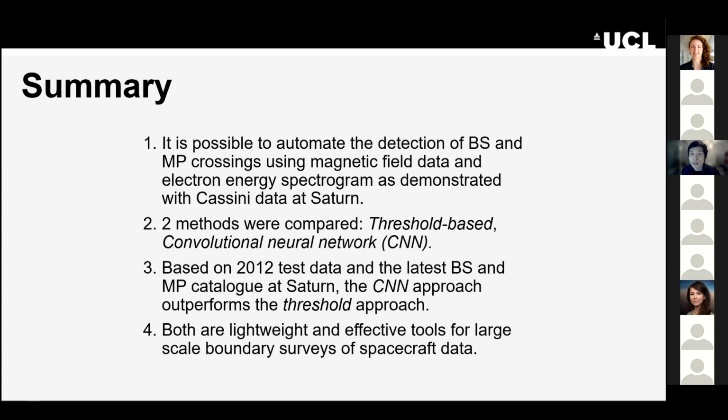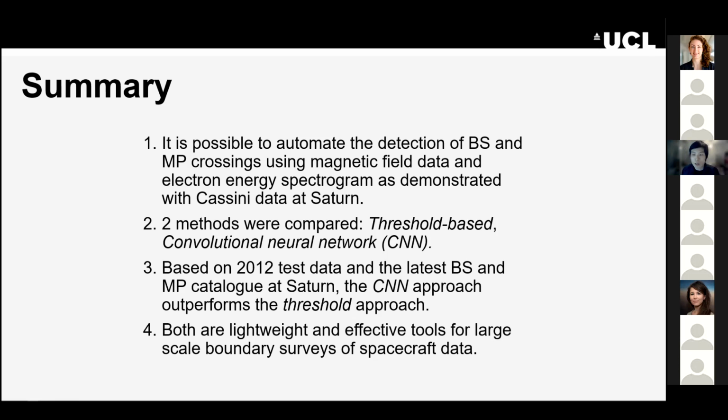But in summary, we can see that we can automate bow shock and magnetopause detection using just magnetic field and electron energy data. We compared 2 methods, a threshold method and a CNN method. And based on 2012 data, the CNN approach outperforms the threshold method. But both methods are lightweight and effective tools for large-scale boundary surveys of spacecraft data.